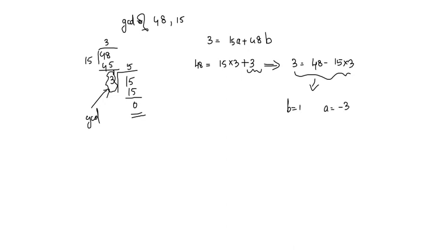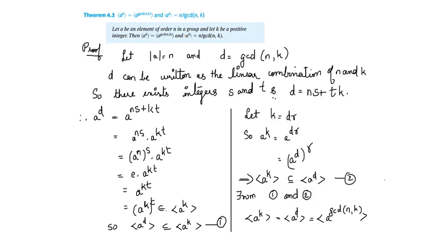There is no problem even if you interchange the variables, but the only thing is whatever comes with 15 and whatever comes with 48 has to be unique. That won't change. Even if you write it as 15b plus 48a, it doesn't matter. But the values you get for the coefficients of 15 and 48 have to be the same. So this is what is meant by the linear combination. So the GCD of any two numbers can be expressed as a linear combination. That is what is mentioned here.